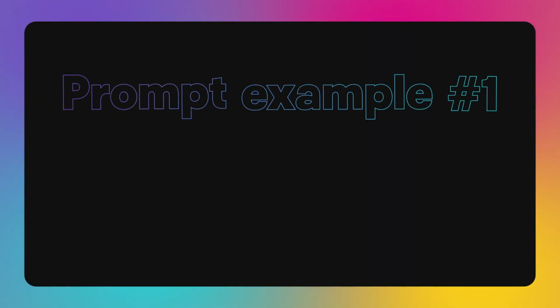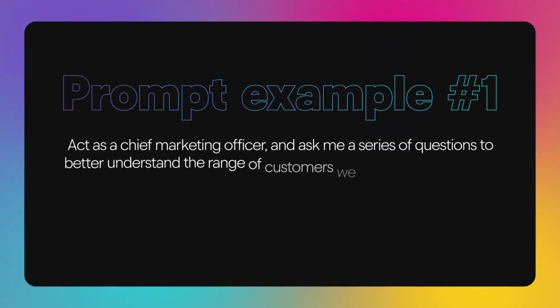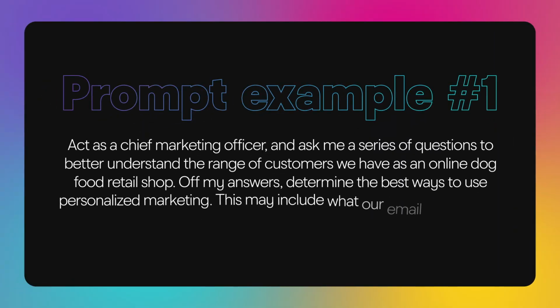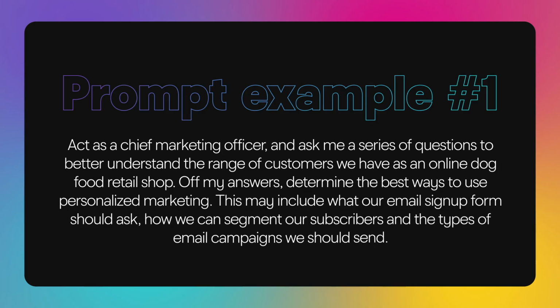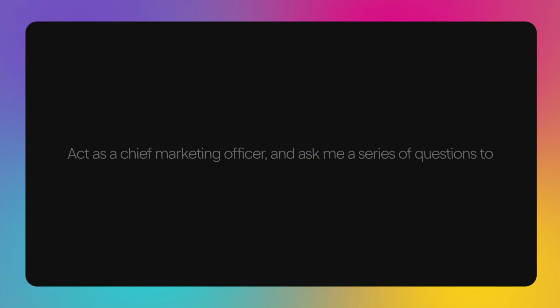Now let's look at what we mean as we prompt AI to help us with personalized marketing. Let's dig into it. Insert the prompt, act as a chief marketing officer, and ask me a series of questions to better understand the range of customers we have as an online dog food retail shop. Off my answers, determine the best ways to use personalized marketing. This may include what our email sign-up form should ask, how we can segment our subscribers, and the types of email campaigns we should send. Ooh, I'm excited for that output.